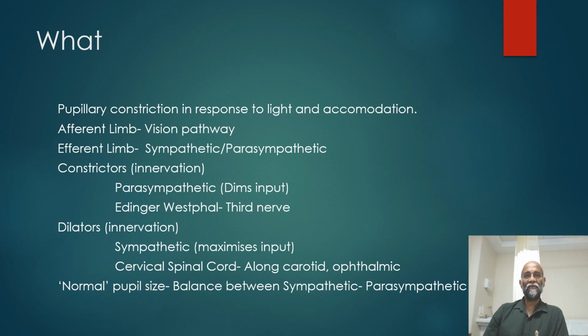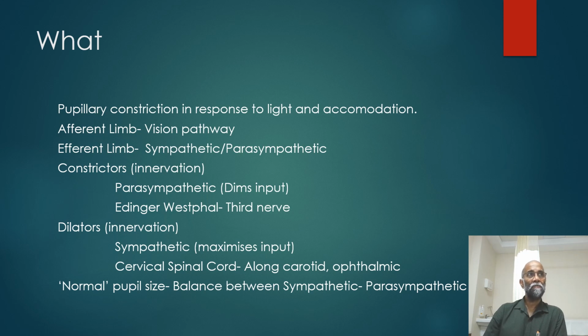Any reflex has an afferent arm and an efferent arm. The afferent limb of the pupillary reflex is the visual pathway. You have the eyes, retinae, optic nerves, the optic chiasm, the optic tract, and before it reaches the thalamus, there are fibers which go to the pretectal region. This is the afferent arm.